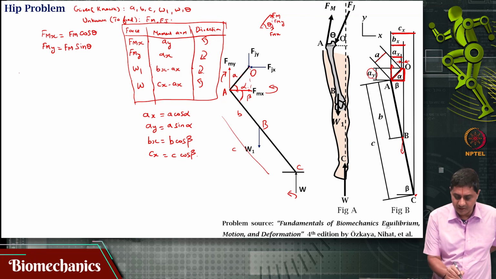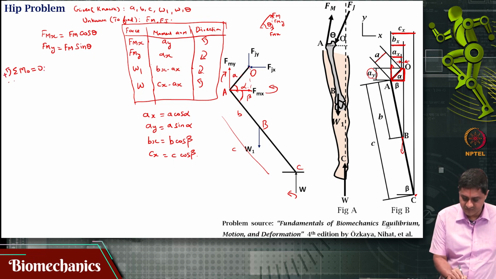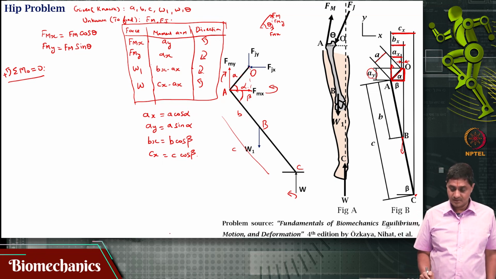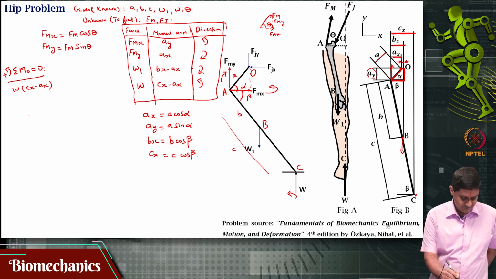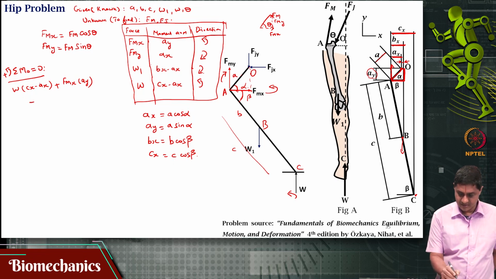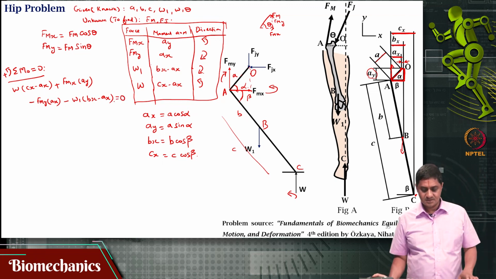Now I am writing out the equation sigma M equal to 0, with counterclockwise considered positive. What would that be? That would be W into Cx minus Ax, plus, I am writing out the counterclockwise components first, plus Fmx into Ay, minus Fmy into Ax, minus W1 into Bx minus Ax. Is there anything else that causes a moment? No, the whole thing is 0.